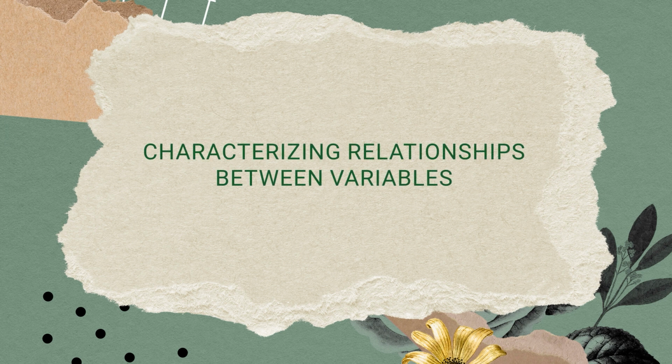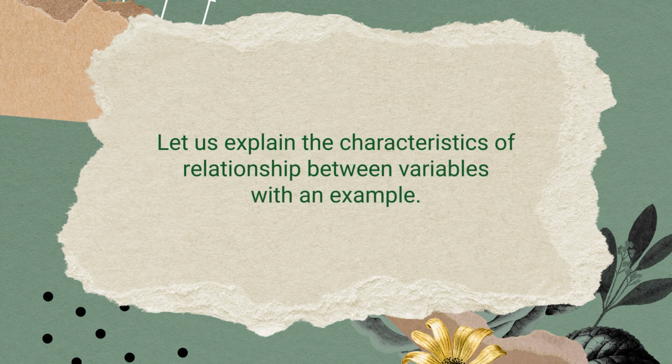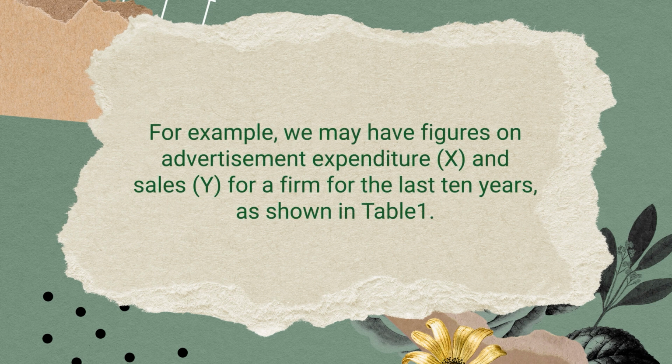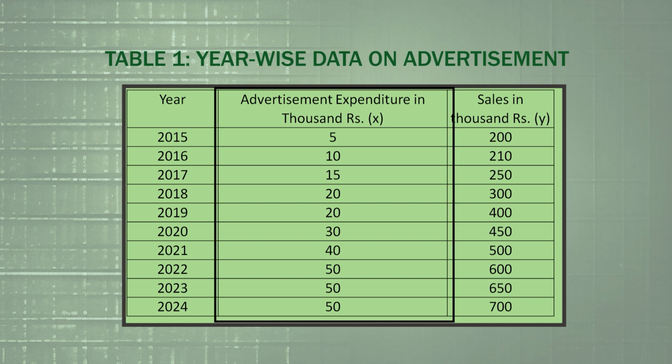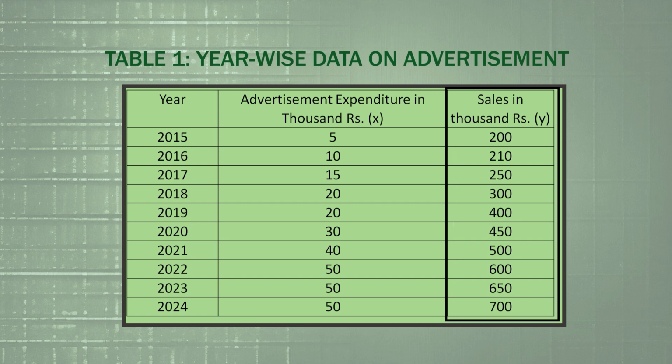So, let us explain the characteristics of relationship between variables with an example. For example, we may have figures on advertisement expenditure, say X, and the sales, say Y, for a firm for the last 10 years, as shown in Table 1. In the first column the years are shown, in the second column the advertisement expenditure in 1000 rupees, X, is given, and in the third column sales in 1000 rupees, Y, are given.